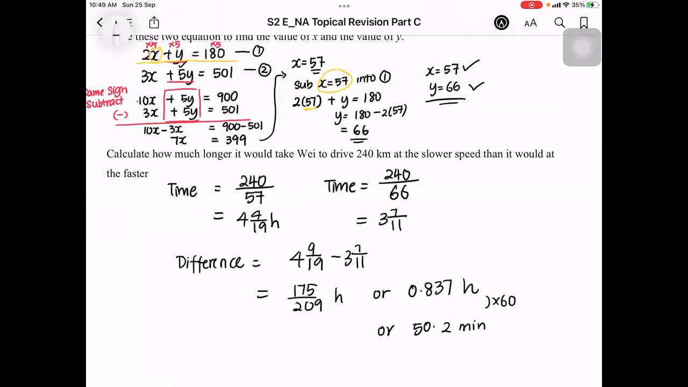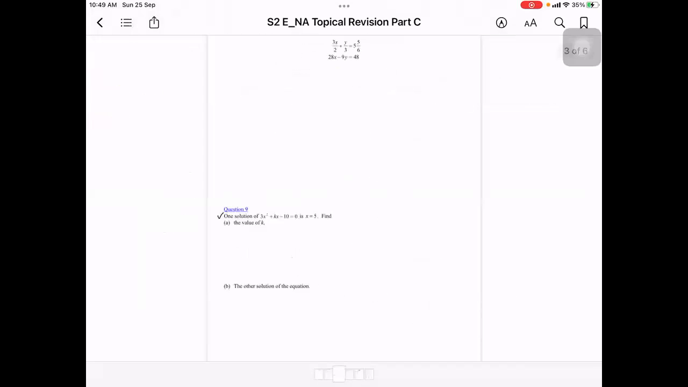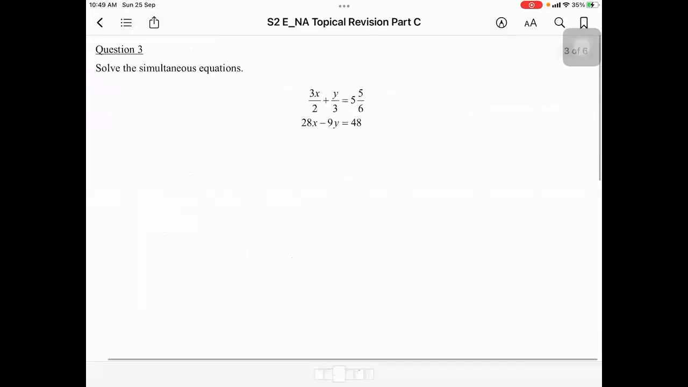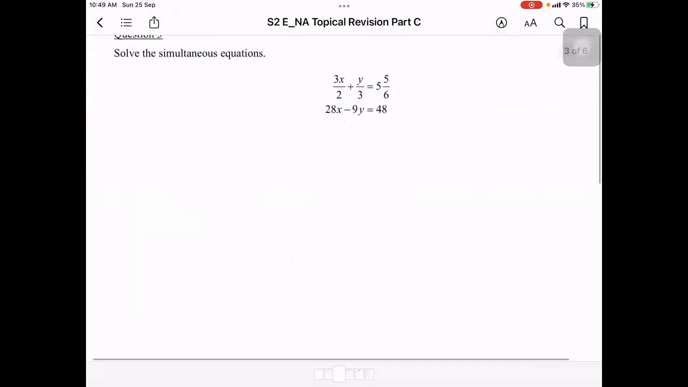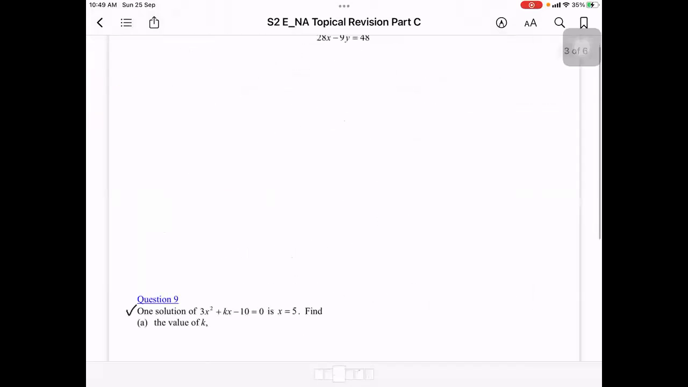I left with 15 minutes. I try to do a few more word problems. Next word problem involving simultaneous equations. This one a little bit difficult. Normally won't come up this kind of question.